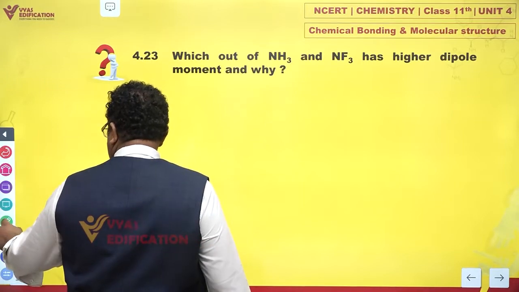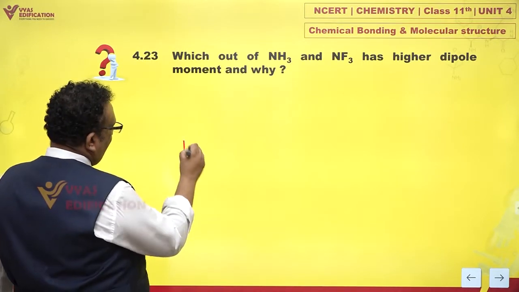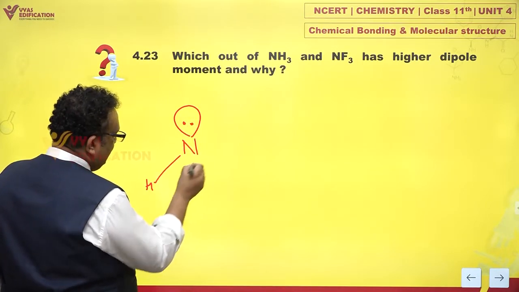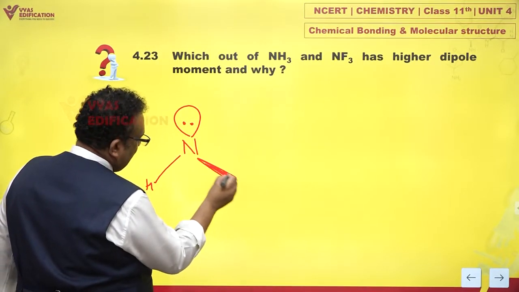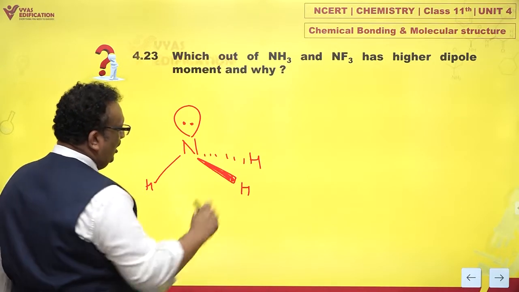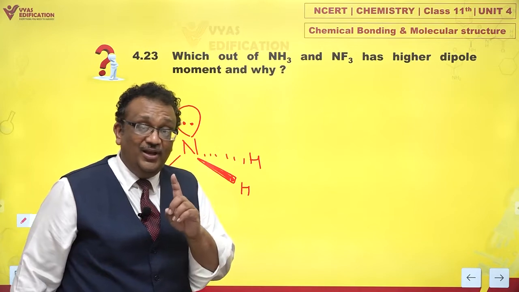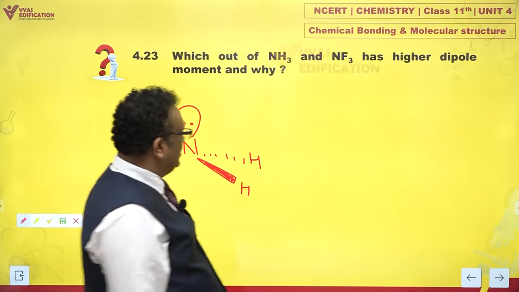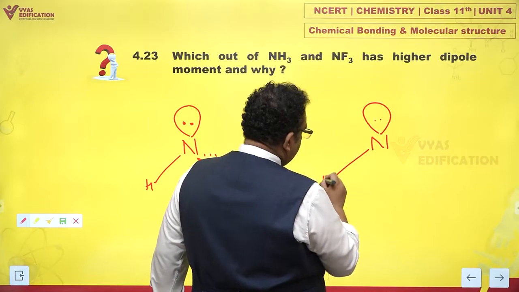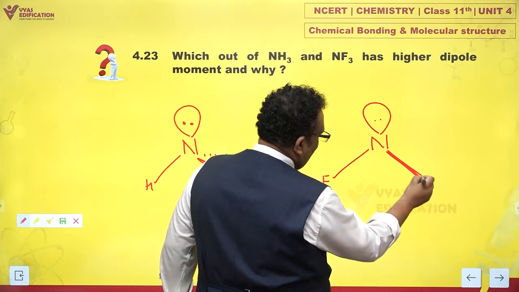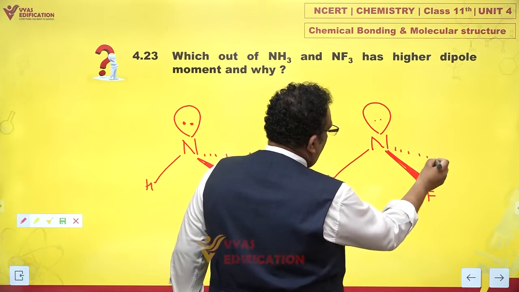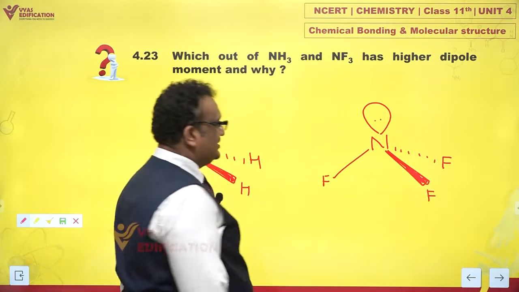Let's draw both NH3 as well as NF3. I have N, a lone pair, H, H, and H. It's a trigonal pyramidal structure for NH3. Similarly, let me draw NF3. NF3 also has a very, very similar looking structure. But there is a crucial difference.